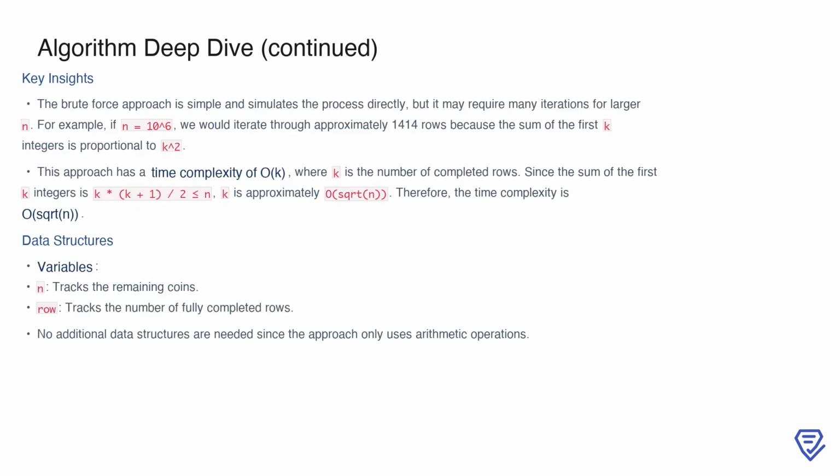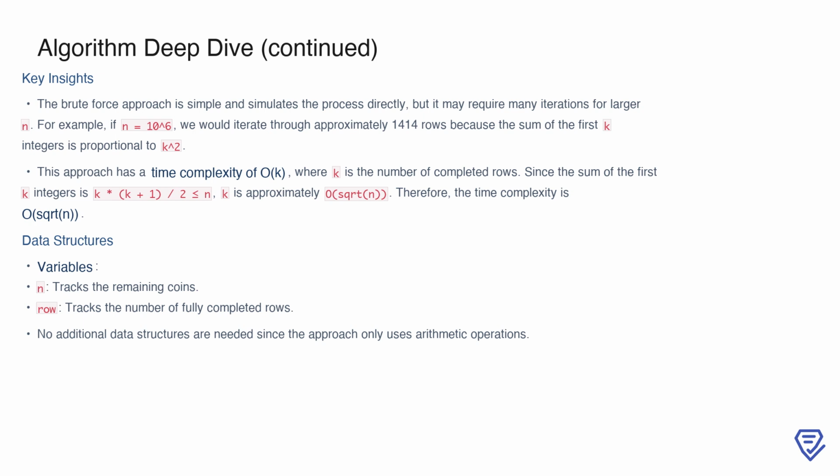This brute force approach is straightforward and simulates the staircase building process directly. However, it becomes less efficient for larger values of n. For example, if n equals 10^6, we would need to iterate through approximately 1414 rows because the sum of the first k integers is proportional to k². The time complexity of this approach is O(k), where k is the number of completed rows.